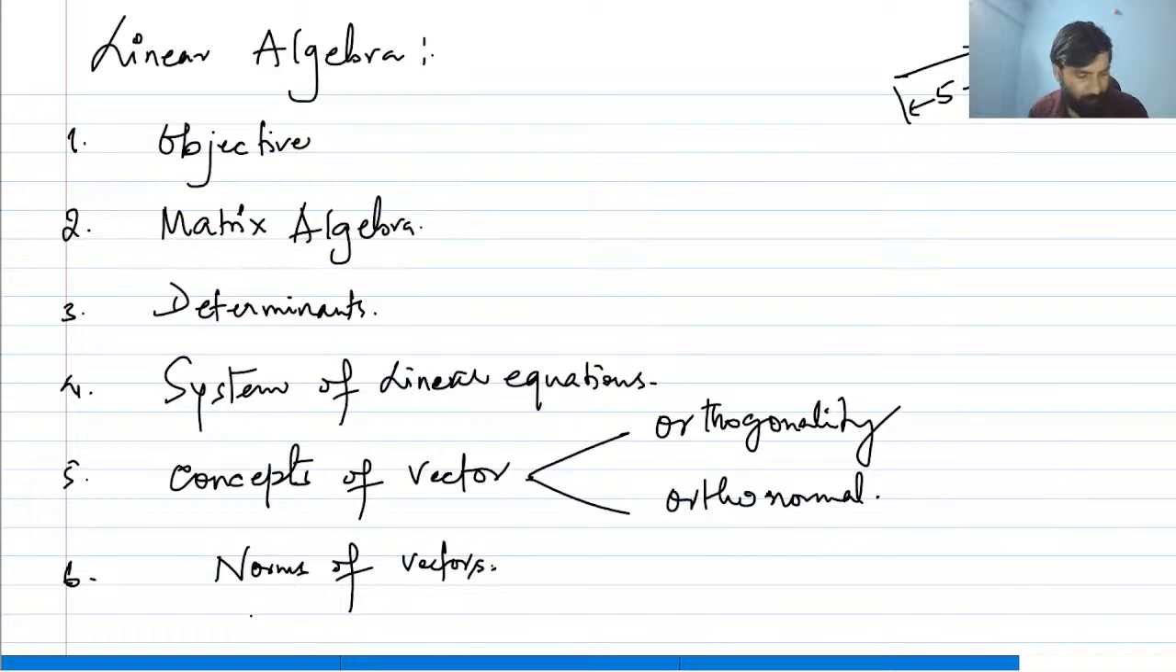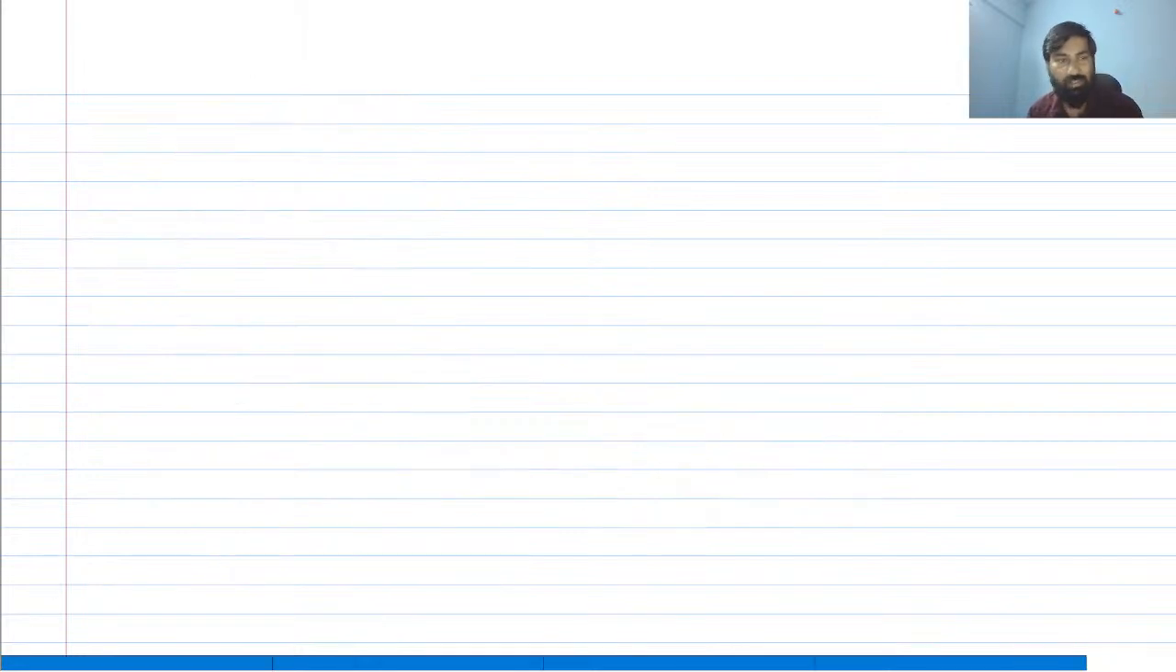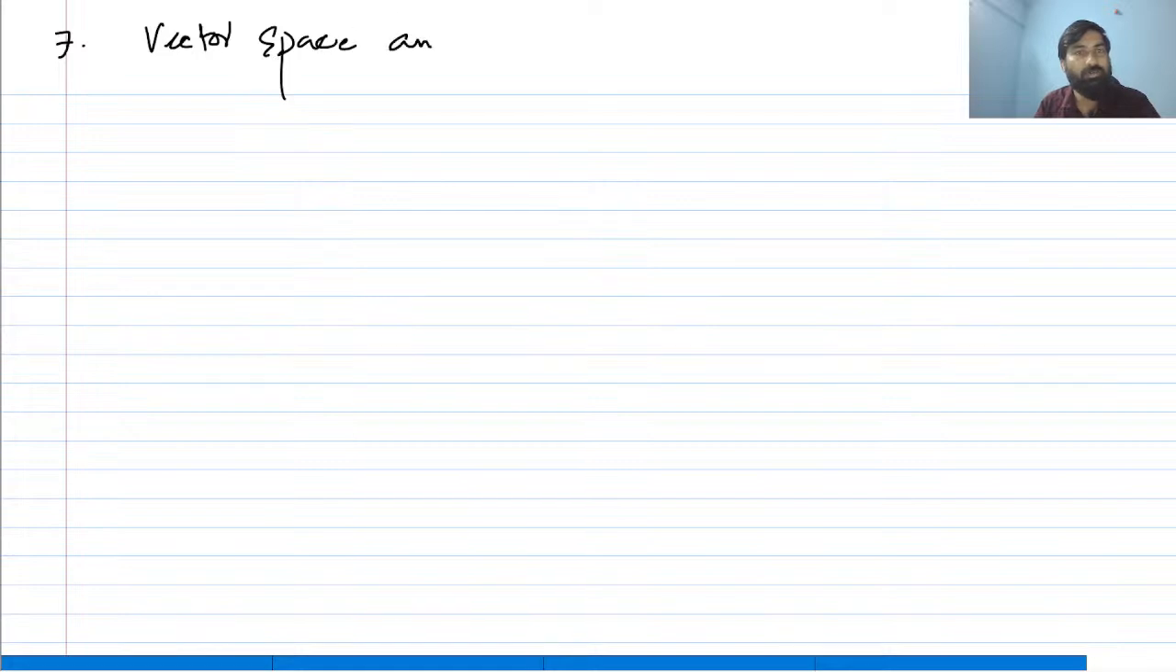And then we have already seen the concept of orthogonality and orthogonal. Next, the seventh topic will be the concept of vector space and subspace. Vector space and subspace will be the topic of discussion, and it is very, very important.